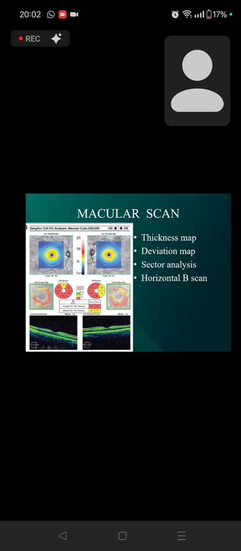Correspondingly, you can see the sectoral map. There is red color coding, so there is thinning of the ganglion cells, and in this eye also there is thinning. And you can see the average GCL and IPL thickness. GCL means ganglion cell layer, IPL means inner plexiform layer. The ganglion cell complex is made up of ganglion cells, inner plexiform layer, and the nerve fiber layer. So that is how the thickness is calculated.